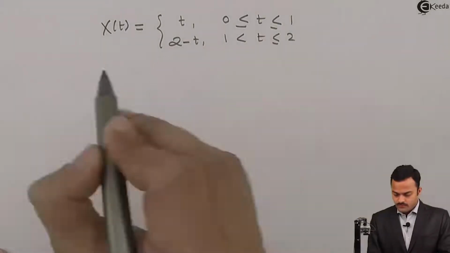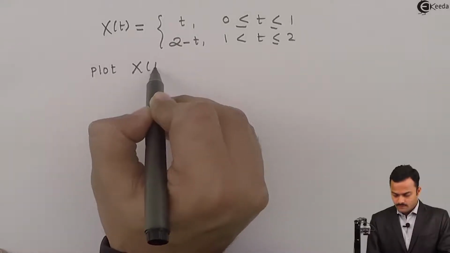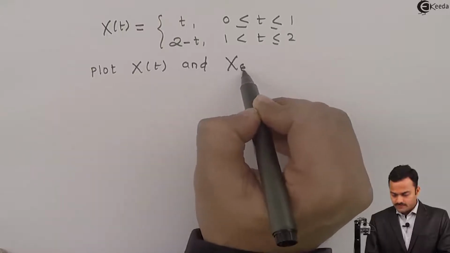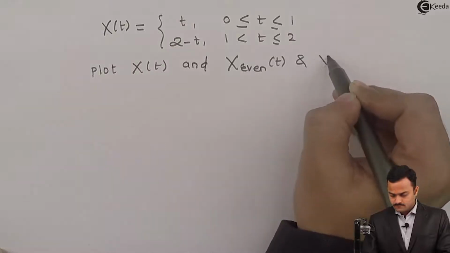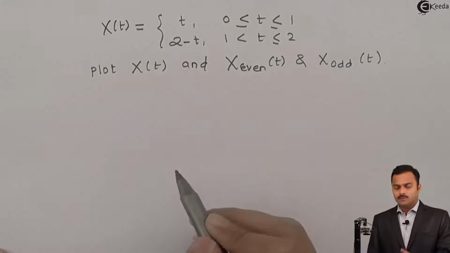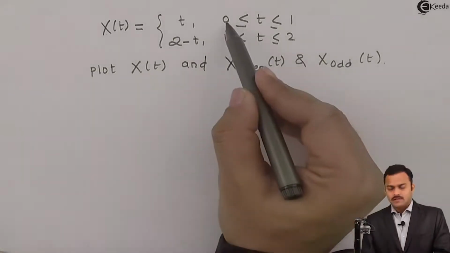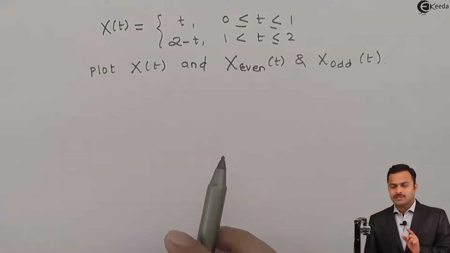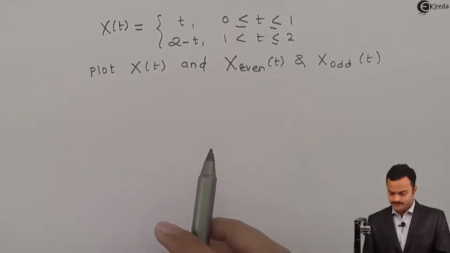What we have to do? We have to plot x of t and even odd part of x of t. Let's plot x of t first. See the intervals. It is from 0 to 1 and 1 to 2. So basically x of t will have the span from 0 to 2.